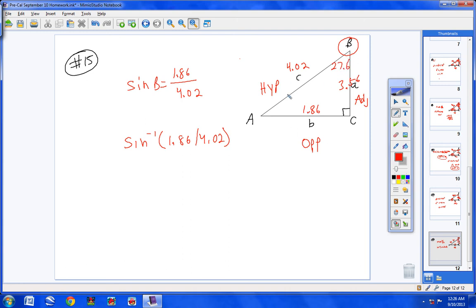Now, we know all three sides. We know two angles. All we have to do is take 90 plus 27.6, add those two together, and you get 117.6. Now, if you take 180 and subtract from it 117.6 to find your third angle, you will get 62.4 degrees. And that makes total sense. If you take 62.4 plus 27.6 plus 90, you will get 180 degrees.